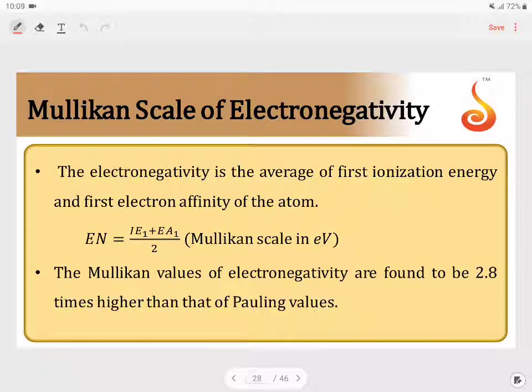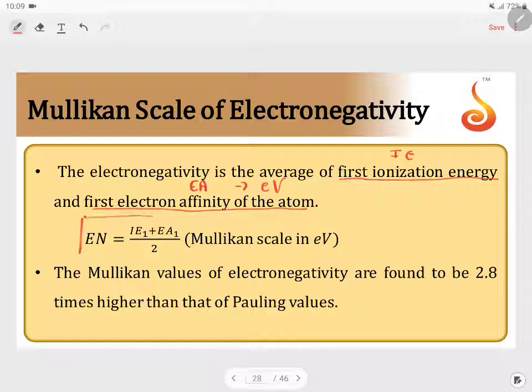Mulliken scale of electronegativity. To calculate the values of electronegativity in the Mulliken scale, we must know the value of the first ionization energy and the first electron affinity. The Mulliken scale is in electron volts, meaning the values of ionization energy and electron affinity must be in electron volts. Electron volt is a unit.